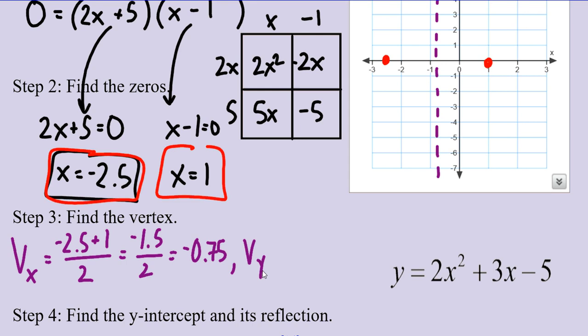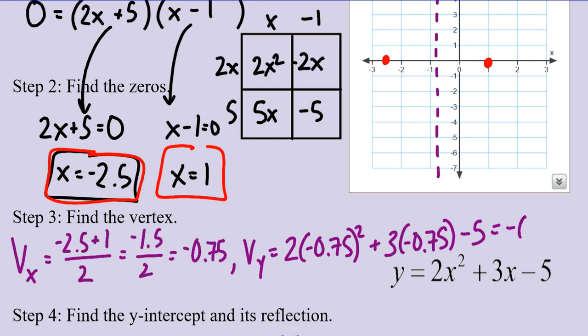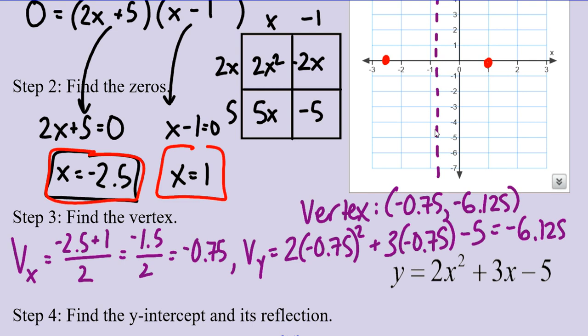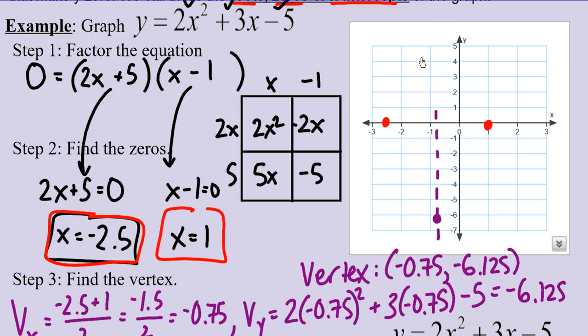So my vertex's y-coordinate: how did I get it? I put negative 0.75 in for x. Negative 6.125. So my vertex is going to be at negative 0.75, negative 6.125. So down here, just past negative 6. Recall that this axis of symmetry, this dashed line, is not actually a part of the graph. If you wanted to, you can even delete it. It's just a guide, just to see if it was in the middle.